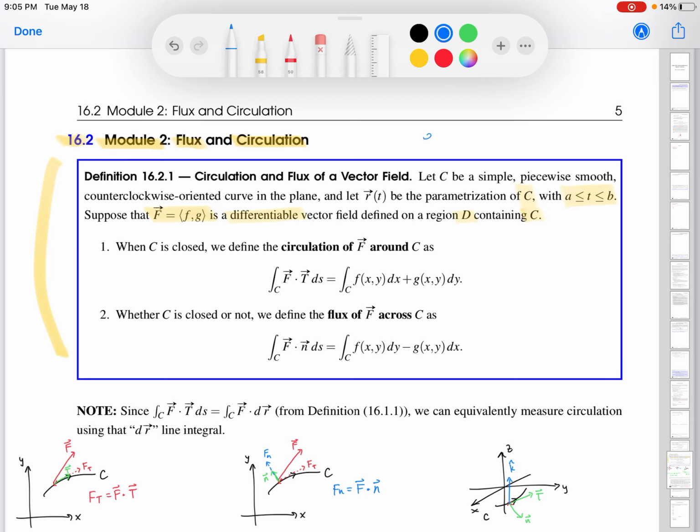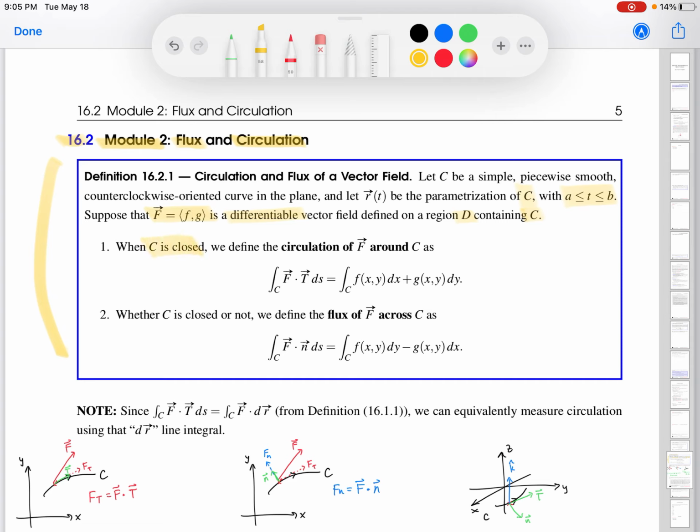So in other words, whatever curve C is, I want to make sure that the vector field is defined on an open set that contains the curve C. We won't get into the technical details about that because most of the time the calculations we'll be doing will involve vector fields that are defined everywhere in the plane. So here are two additional definitions.